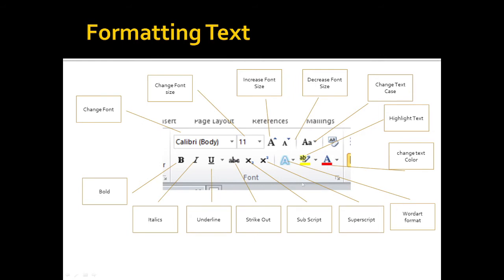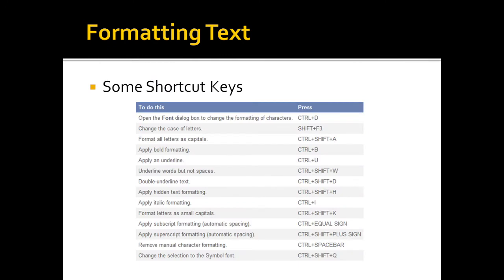To use WordArt format, we can use this one. You can use this for superscript, like in mathematical expressions. Subscript, like what we do in chemistry. Strikeout, underline text, italics, and boldface text. So these are the icons. We'll be doing this later. Or we can use these shortcut keys.